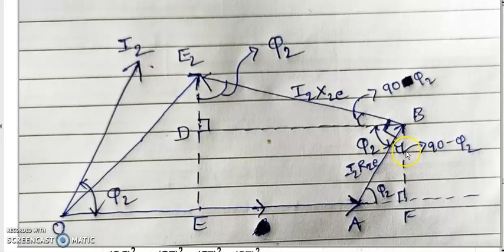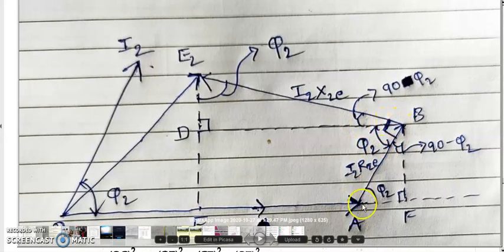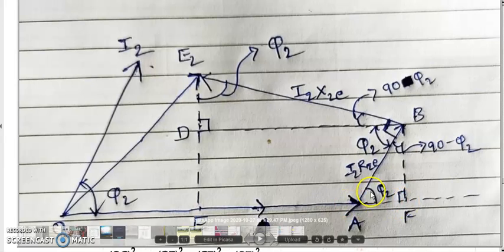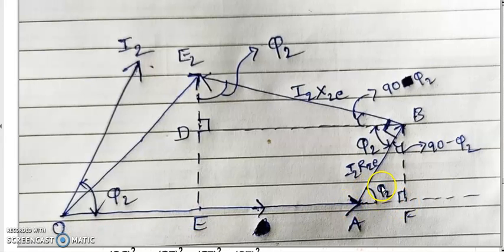So if this is 90 minus phi 2, then what will this angle be? This angle will be phi 2, because it is a Z angle. You can see the alternate opposite angle. Yes, you can see this is the form of Z. So this angle and this angle will be phi 2. Due to the Z angle, or you can say alternate opposite angle as per geometry, if this is phi 2 then this will also be phi 2.